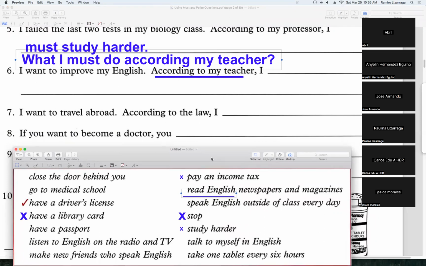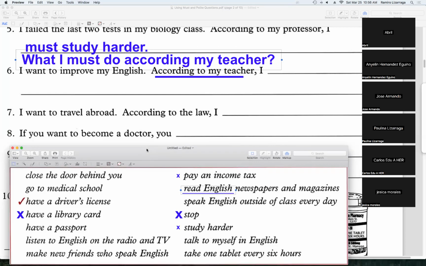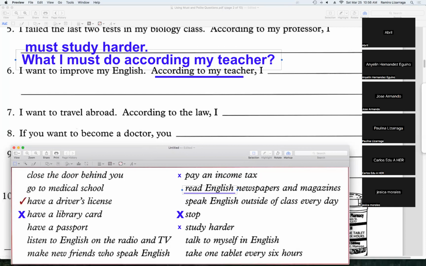That's a good option. You know, creo que también pudiéramos decir, I must talk to myself in English. Or I must read English newspapers and magazines. Yo pienso que puede ser cualquiera de las tres. Cualquiera de estas tres es una buena opción to improve. It's a good option to improve our English, you know. It's a really good option. Cualquiera de las tres. Déjame decirle que leer los periódicos en inglés es sumamente complicado, ¿no?